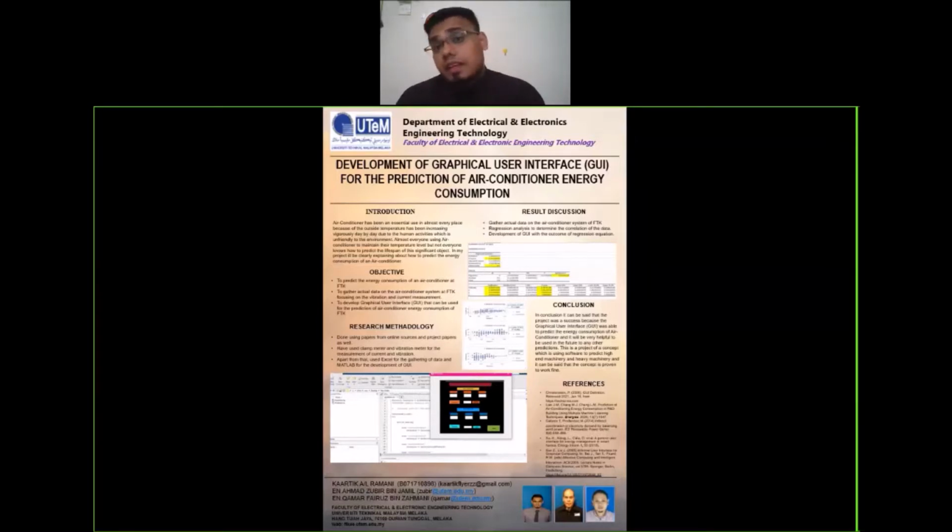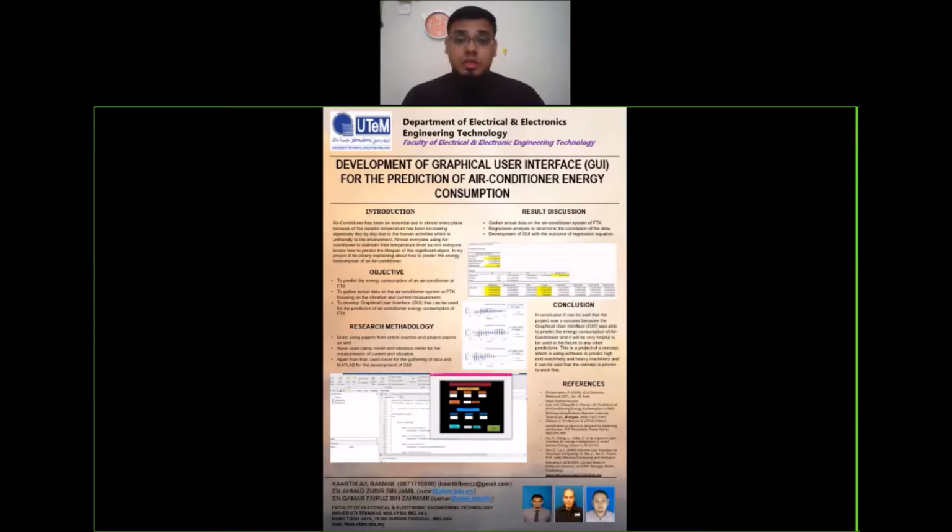So my respected panels might have thought why I chose this project. This is because the air conditioner is almost an essential product to be used everywhere, due to the warm outside temperature because of global warming. Almost everyone and everywhere uses air conditioners, but not everyone knows how to predict the energy consumption of an air conditioner.